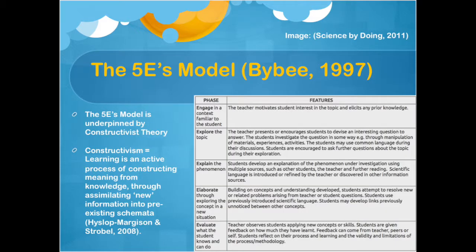When developing the unit overview, I used the 5Es model to structure the progression of inquiry over the course of each topic. The 5Es model was founded on a constructivist approach to learning. Constructivism describes learning as an active process of constructing meaning from knowledge, through assimilating new information into pre-existing knowledge or conceptions. The 5Es model consists of 5 interconnected phases of inquiry, as shown on the screen. This activity particularly focuses on the explain and elaborate phases of the model.